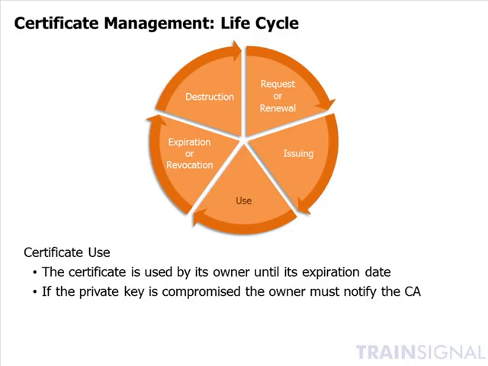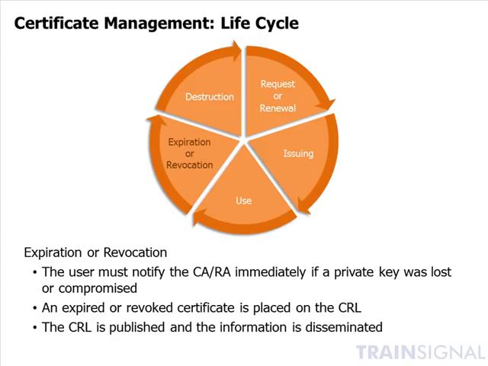The certificate can then be used by its owner, but only for the reason that it was issued for, until it expires or is revoked for some reason. If the private key is compromised, the owner is obligated to notify the CA, and this obligation may be written in the formal certificate practice statement. It's so important, I'm going to say it again. The user must notify the CA or RA immediately if a private key was lost or compromised. The expired, or if it's compromised, revoked, certificate is placed on the certificate revocation list. The CRL is published and the information is disseminated.